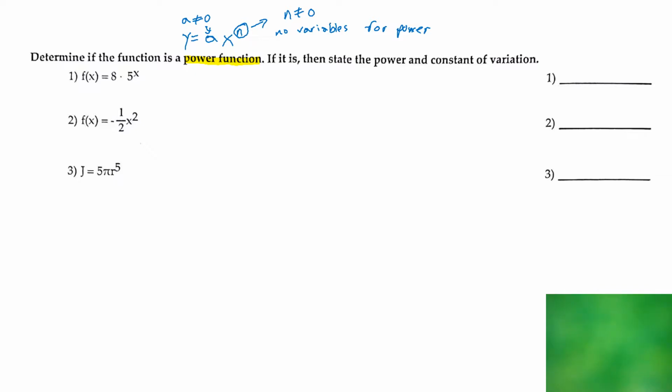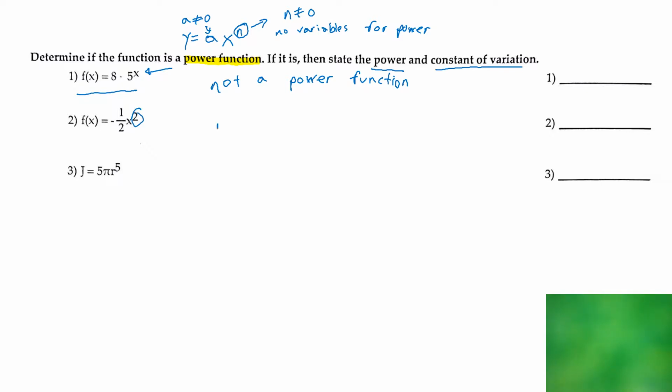So looking at what we have here, we should be able to identify both a power and a constant of variation. In the case of the first question, it looks like we have a variable in the power. So for that reason, this is not a power function. In the second case, it is a power function, and we can identify both things that we need.